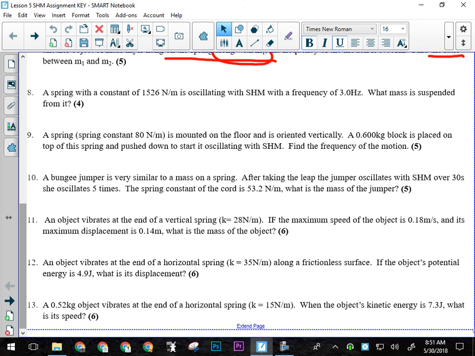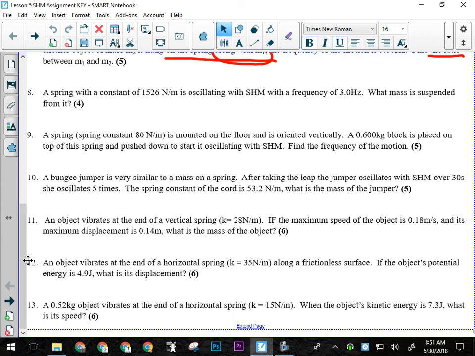Number 10, we have a bungee jumper. That's also a mass on a spring. After taking the leap, the jumper oscillates with simple harmonic motion over 30 seconds. She oscillates 5 times. You may be able to find some important information with those 2 numbers. We know the spring constant of the cord. We're looking for the mass of the jumper.